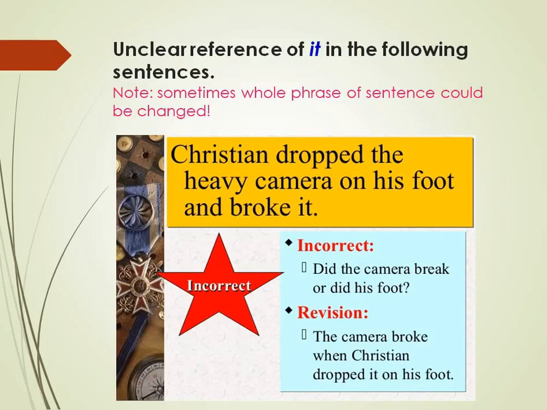Look at this example. Christian dropped a heavy camera on his foot and broke it. It doesn't make any sense because it may be Christian or it may be the camera itself. So the question is, did the camera break or did his foot? Because it's an unclear sentence. The correct one would be: the camera broke when Christian dropped it on the floor.